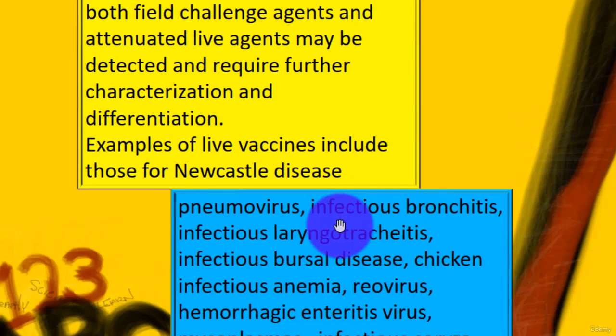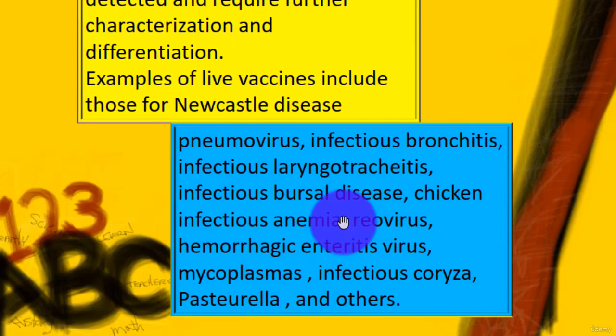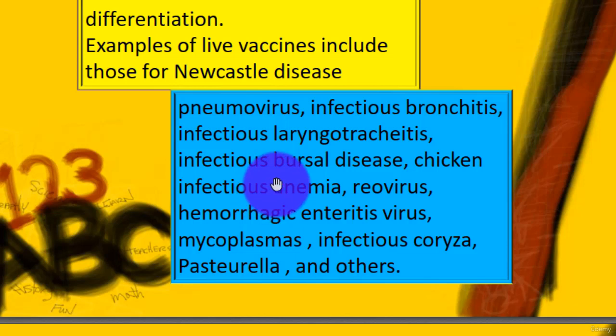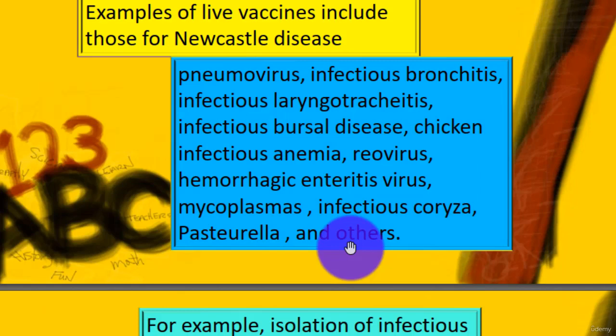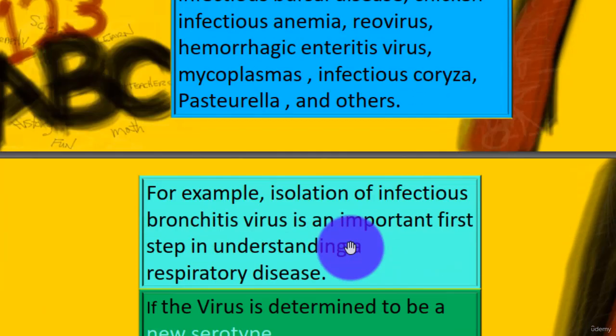Examples of live vaccines include those for Newcastle disease virus, pneumovirus, infectious bronchitis, infectious laryngotracheitis, infectious bursal disease, chicken anemia virus, hemorrhagic enteritis, mycoplasma, coryza, pasteurella, and others.